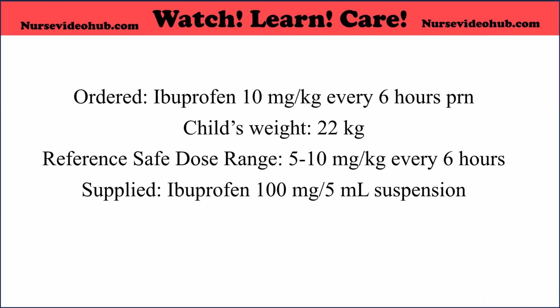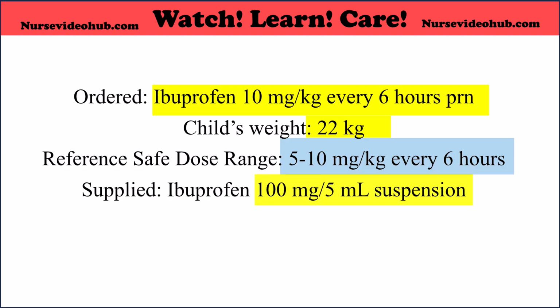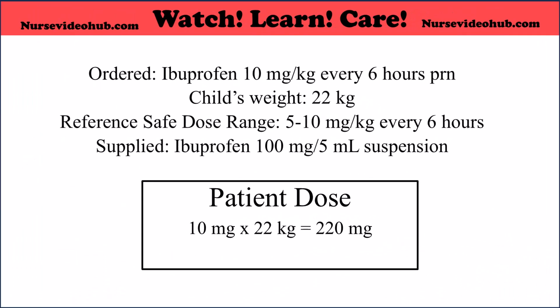Let's complete another example. The order is for ibuprofen 10 milligrams per kilogram every 6 hours PRN. The child's weight is 22 kilograms. The reference safe dose range is 5 to 10 milligrams per kilogram every 6 hours. Supplied is ibuprofen 100 milligrams for every 5 milliliters of oral suspension. First, calculate the patient dose. 10 milligrams times 22 kilograms equals 220 milligrams per dose.